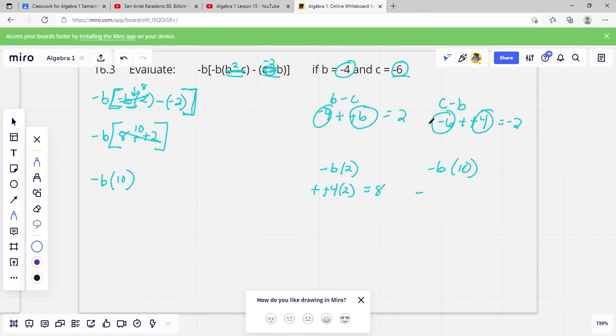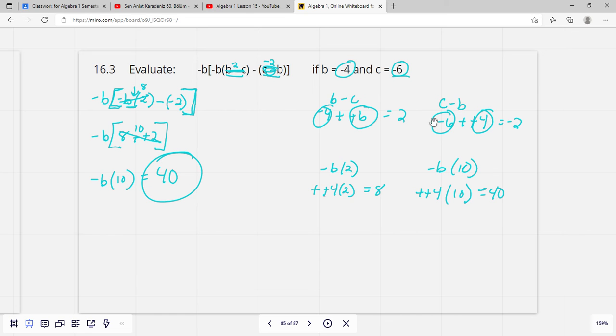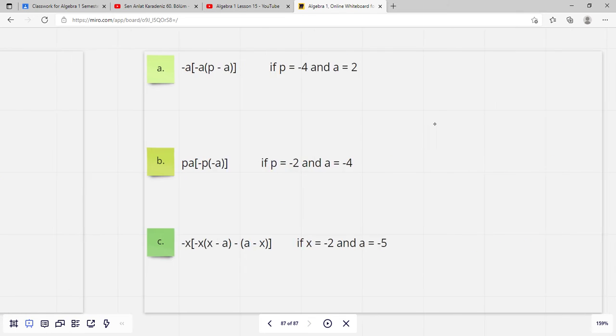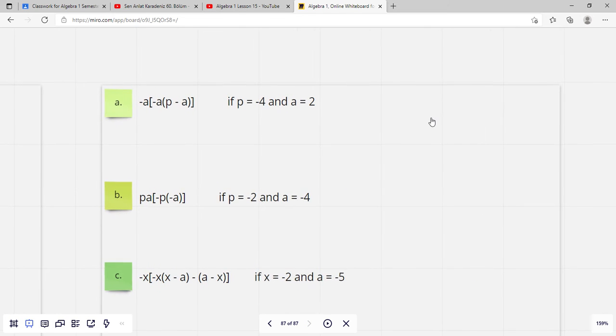Negative b is negative 4. These are going to cancel. 10 times 4 is 40. So my answer is 40. All right, super easy. Go ahead and work the practice problems, and then I'll come back and work them for you. Hopefully you paused the video to work these practice problems.